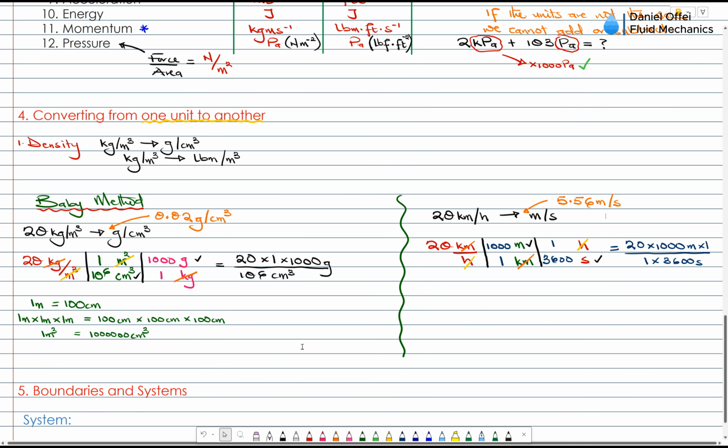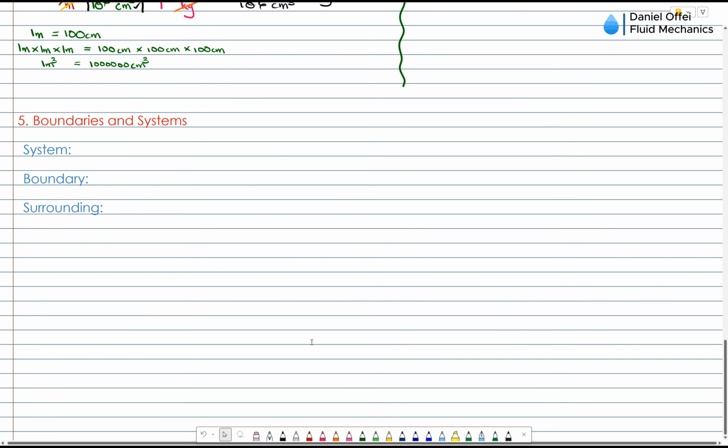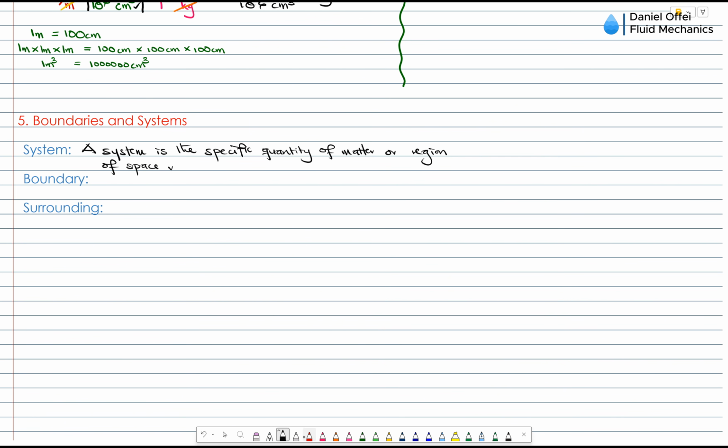Then the last thing we are going to talk about in this session is the boundaries and systems. So what is a system? We say a system is the specific quantity of matter or the region in space where we are interested in studying. So we select a certain space for analysis, and that becomes our system. There are two main systems that we can talk of. We have the open system and the closed system. So those are the two.